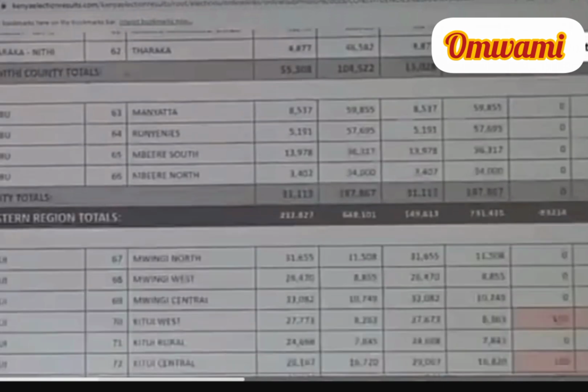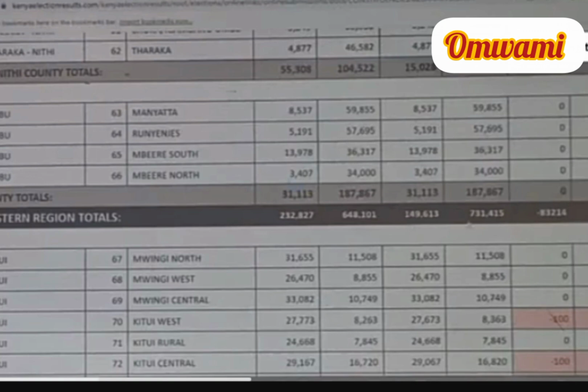You may think these are the so-called hot air, but I will show you where they come from. Now, when we come to Upper Eastern, the IEBC awarded Jacom 149,000 votes and Dr. Ruto was to get 648,000 votes. Now, here the deductions go higher, and now he's losing 83,000 votes, and Dr. Ruto is gaining 83,000 votes.